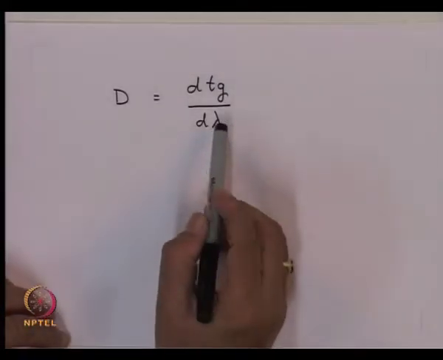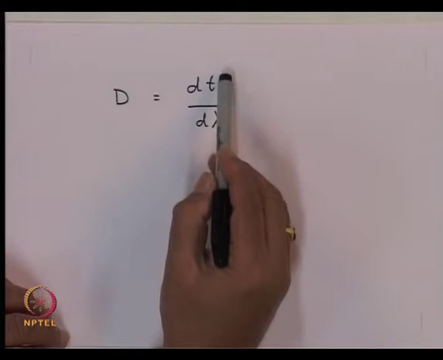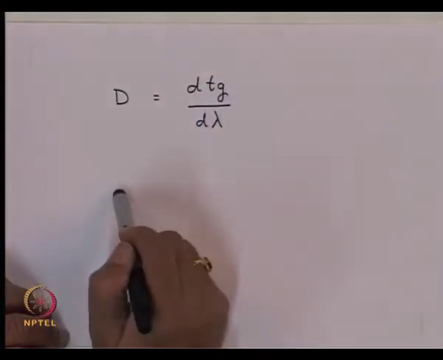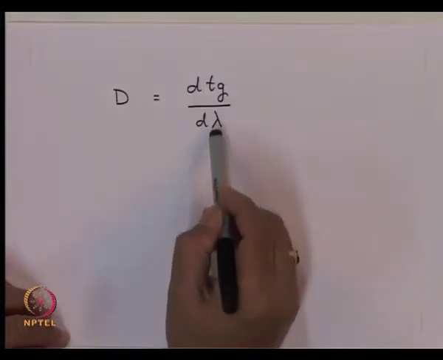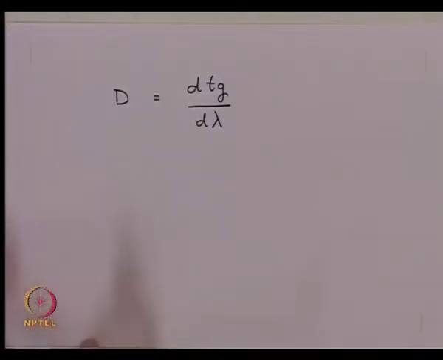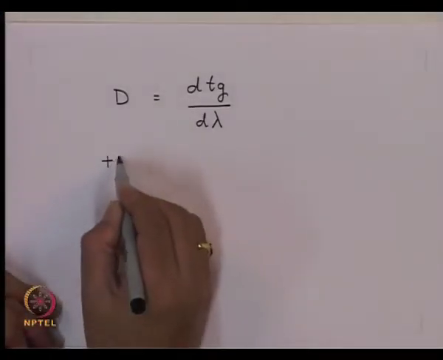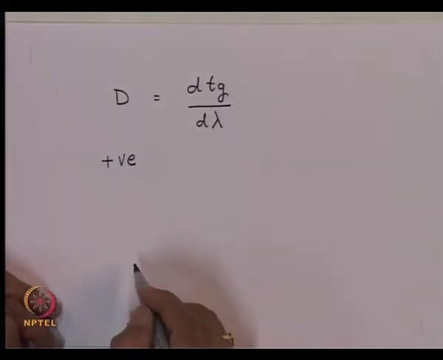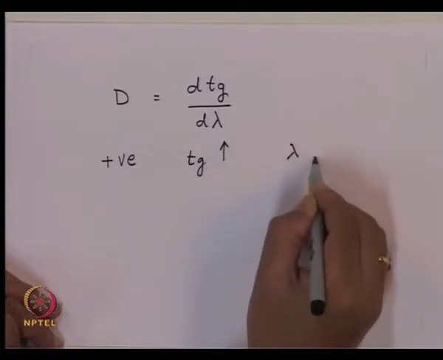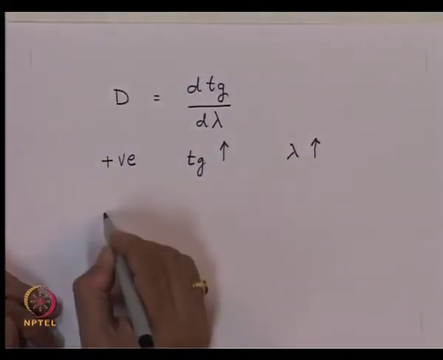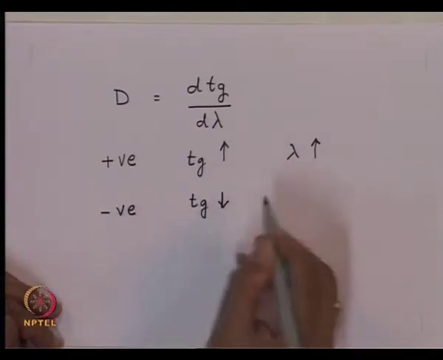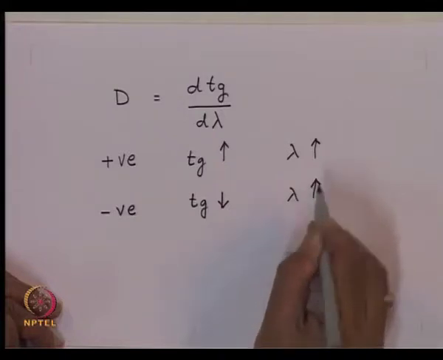So as I go to longer and longer wavelength, if this quantity is positive, the delay will be more and more. That means the longer wavelengths will take longer time to reach the same distance. So for positive sign, the Tg increases as lambda increases. Whereas if you have a negative sign, then you have Tg decreasing as lambda increases.